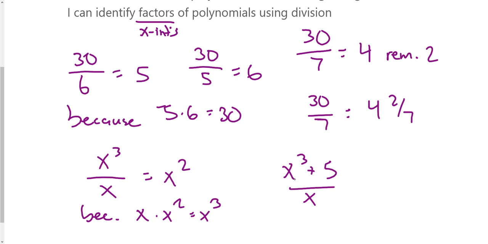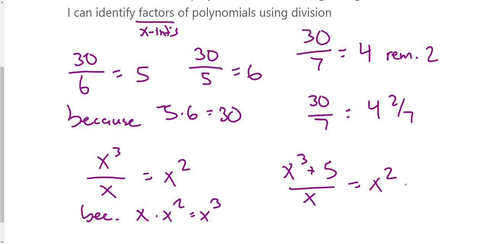We don't know what the value of x is, so we have to simplify this in the general case. And so we can say that we know that x to the third divided by x is x squared. But this 5, we don't know if it's divisible by x. And by the way, we're going to assume that x is not 0 here.